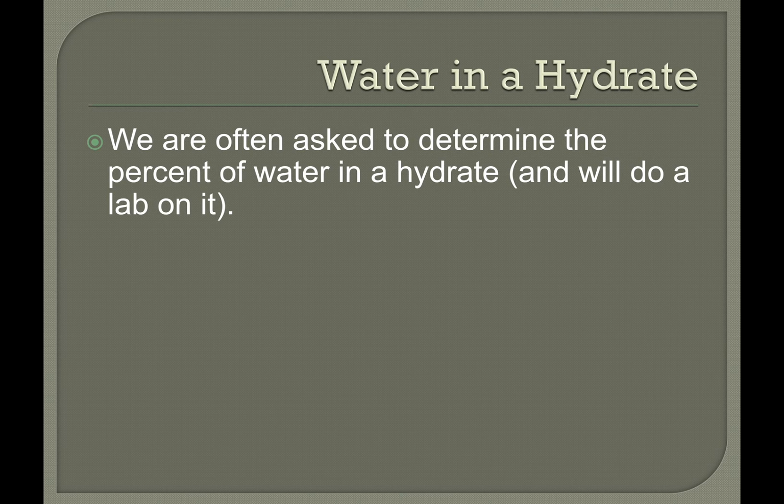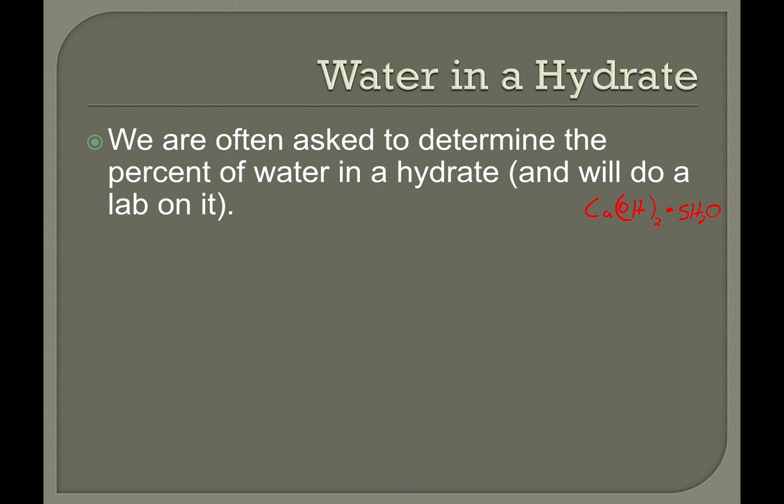We're going to do a lab determining how much water is in a hydrate. And a hydrate is a compound that has water that is part of its molecular structure. We might see something like this. Take a second, you can name that. It is calcium hydroxide.